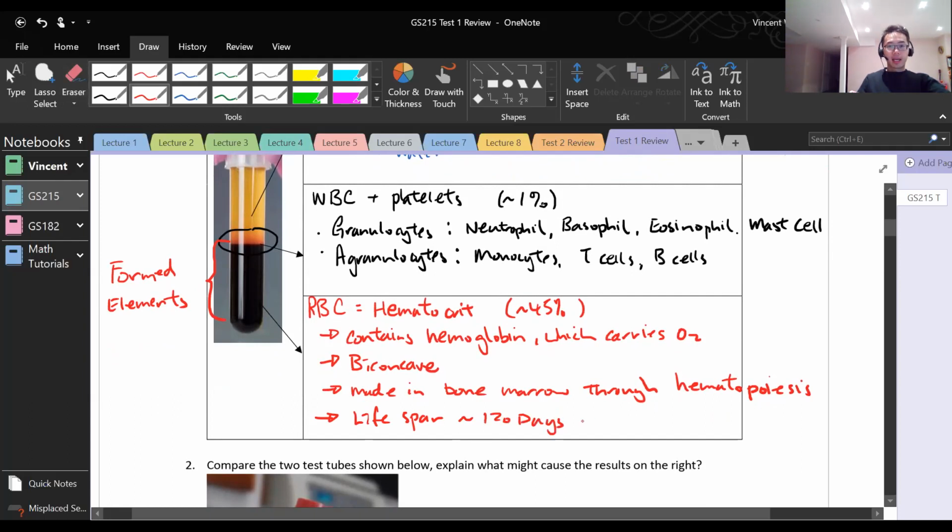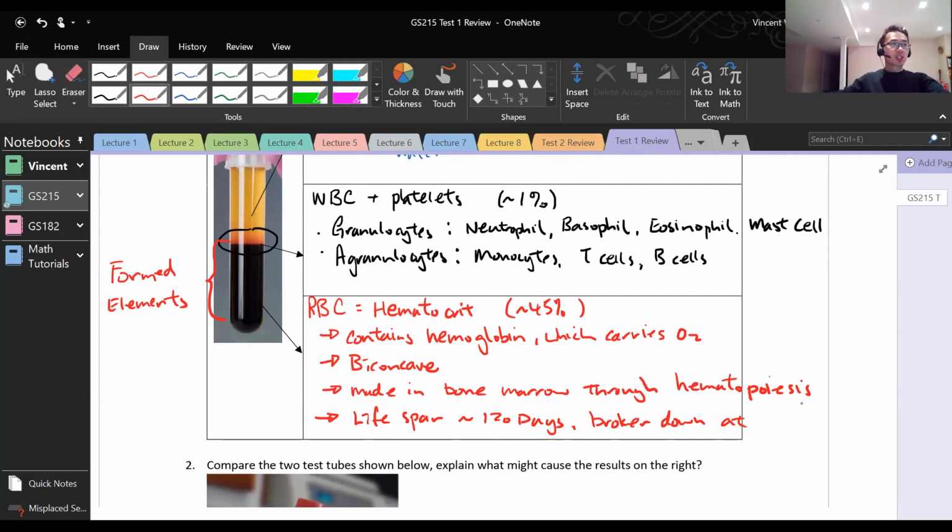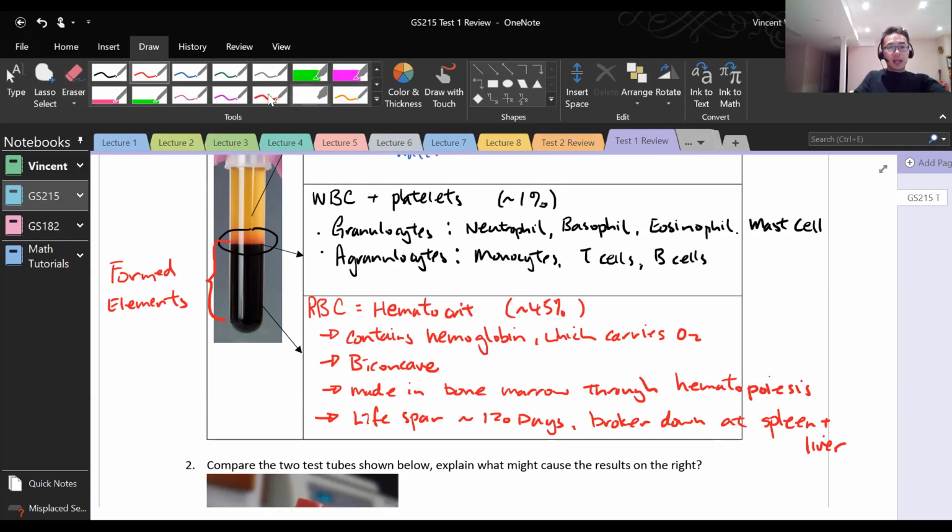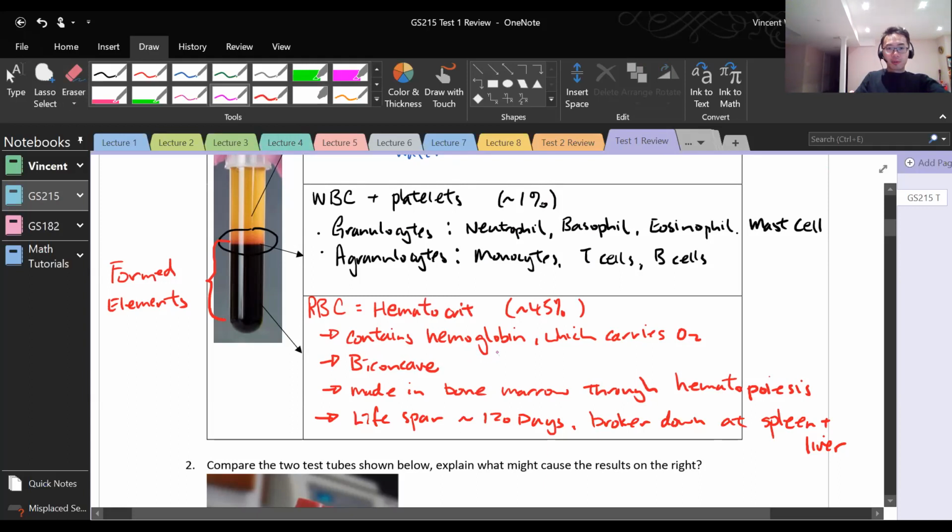That's correct. And where will they be broken down? Which organs are responsible for breaking them down? Yep, spleen and liver. Very good. Of course, the hemoglobin, I'm just writing things out as they come to my mind, contains iron, and iron is the one that is responsible for transporting the oxygen.